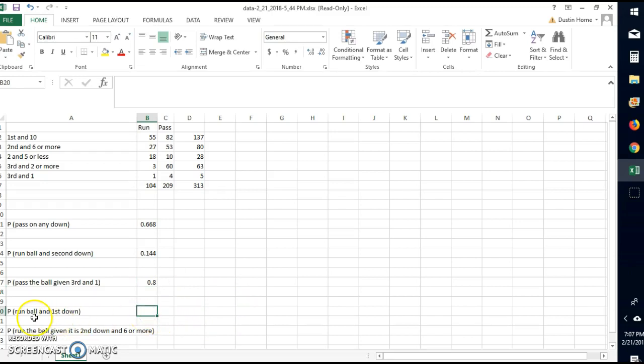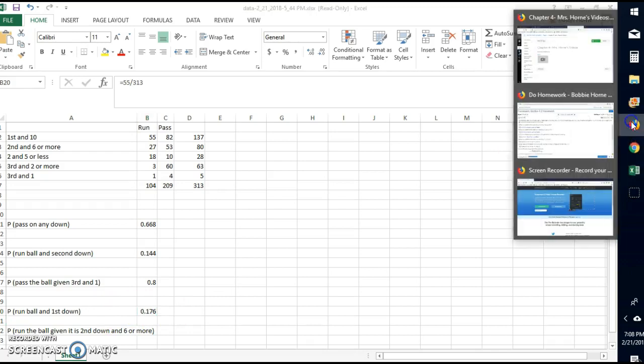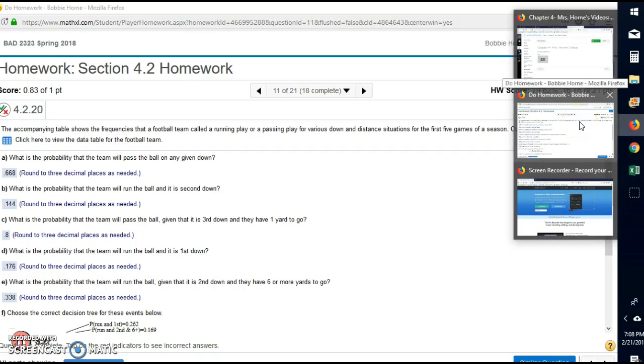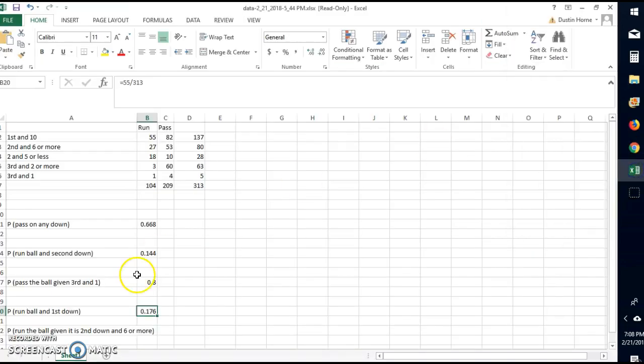Now, the probability that I run the ball and it is first down. So go to first down and look at run, and it's 55 out of 313. So 55 divided by 313, and I would get 0.176. You can see that for D. Okay, now let's look at E.